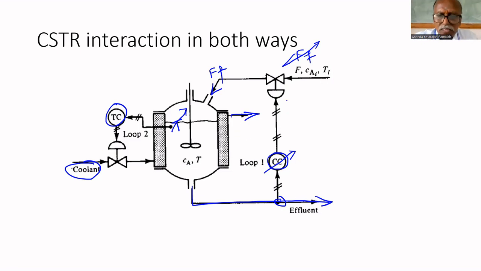In the same way, suppose there is a change in composition. Definitely there will be a change in temperature, because as composition changes, the reaction inside will change. This is an example of interaction in both ways. Loop 1 interacts with loop 2, and similarly loop 2 interacts with loop 1.